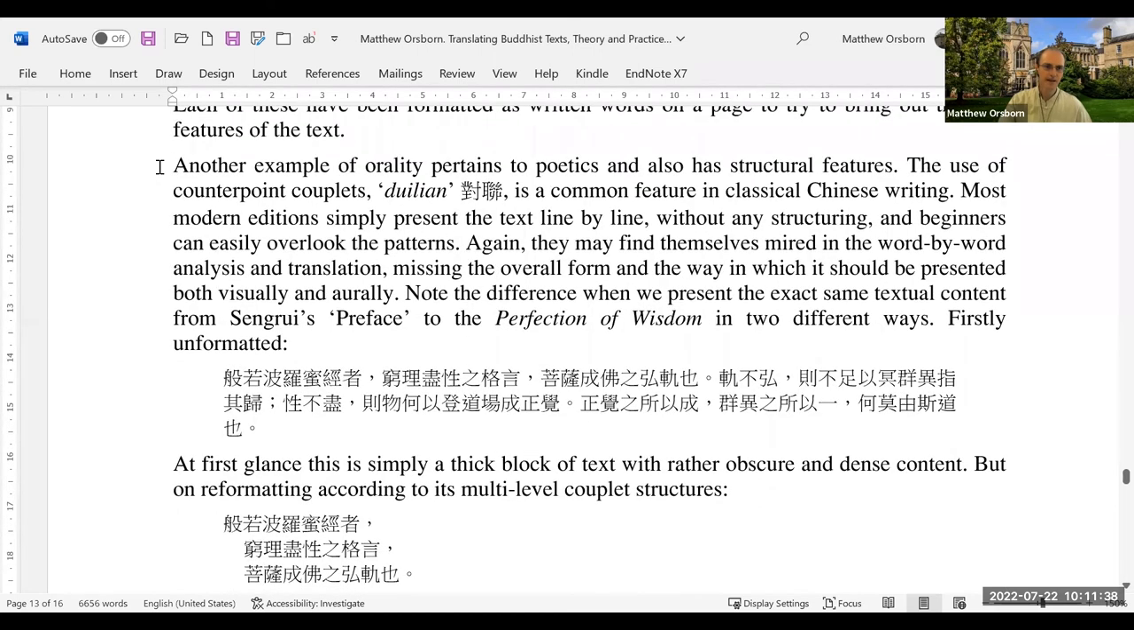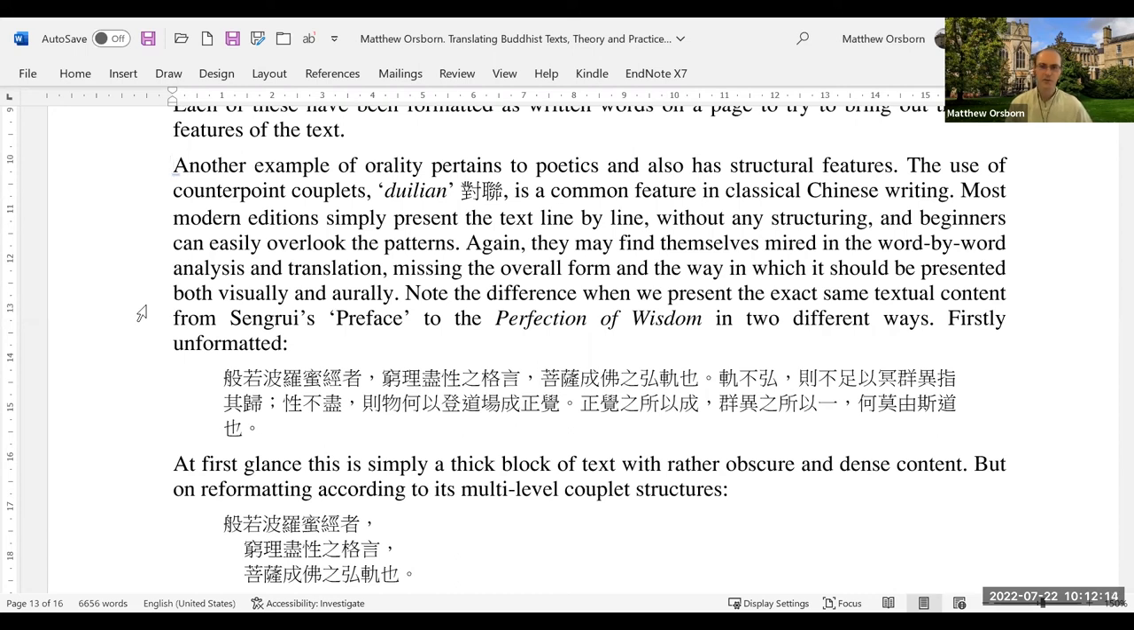Now, another example of orality pertains to poetics and also has structural features: the use of counterpoint couplets, right? Duilian is a very common feature in classical Chinese writing. Most modern editions of Buddhist texts simply present the text line by line without any structuring, and beginners can easily overlook the patterns. Again, they may find themselves mired in the word-by-word analysis and translation, missing the overall form and the way in which it should be presented, both visually and orally.